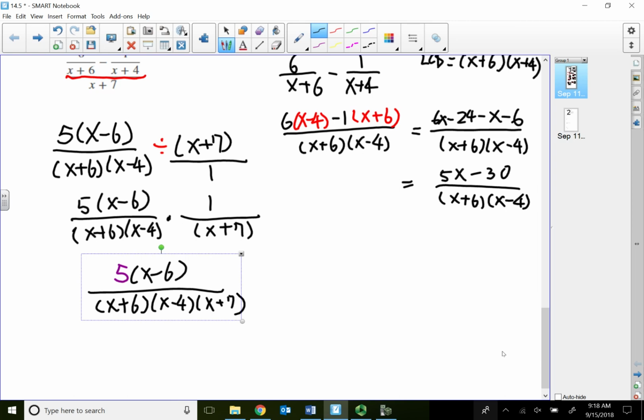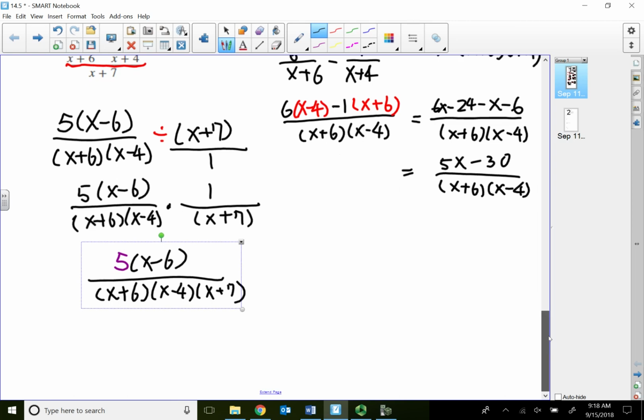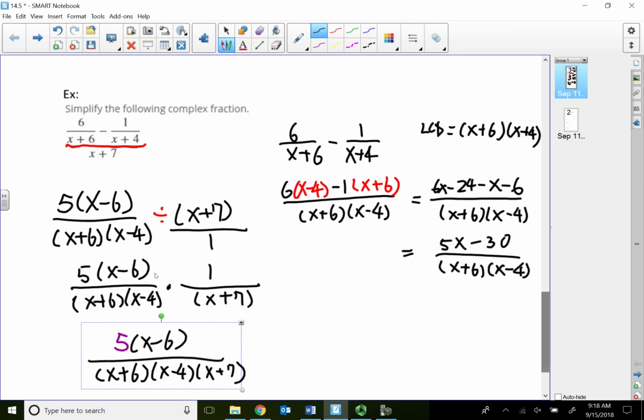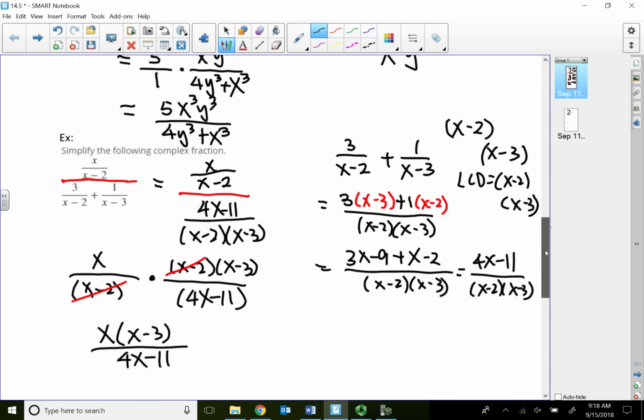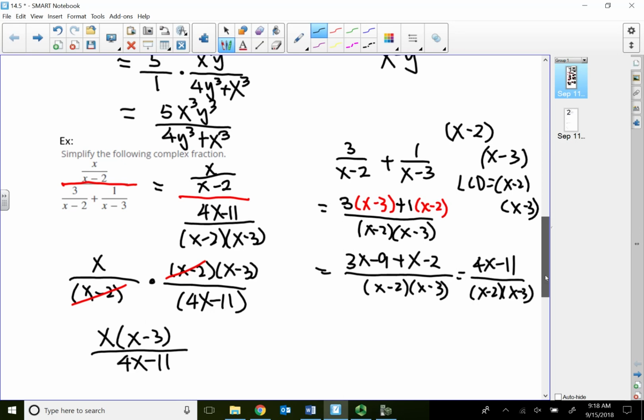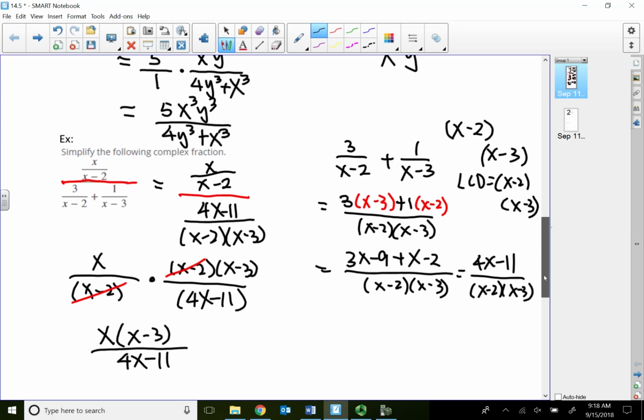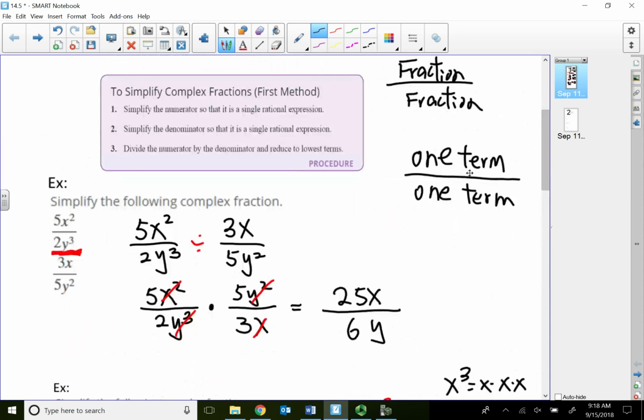All right, so this particular technique sometimes is very easy to use, sometimes it's more cumbersome. It really depends on the nature of the problem itself. But basically, we want to make the numerator and the denominator one term over one term before we take on the division. And then once we take on division, it becomes multiplication of the reciprocal.